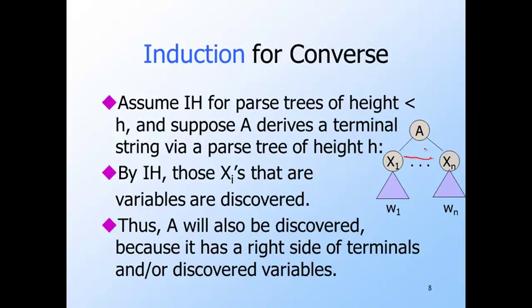Moreover, one of these variables is discovered last. At the round where the last of the variable Ai's is discovered, we must surely do another round since the set of discovered variables just changed. On the next round, A will be discovered because it has a production, that is, A goes to X1 through Xn, whose body consists only of terminals and discovered variables.